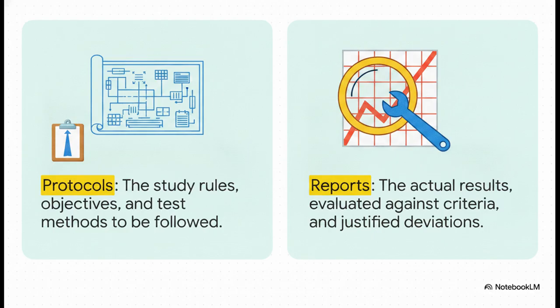It contains your real results, evaluated against those predetermined criteria we talked about. And if anything goes wrong, well, that's called a deviation. And the report is where you have to scientifically justify exactly why it happened and how you fixed it.